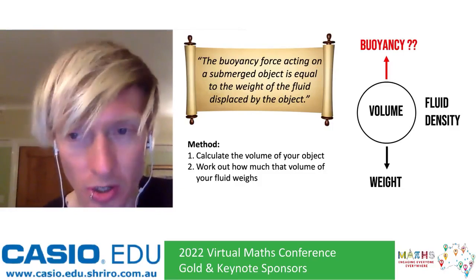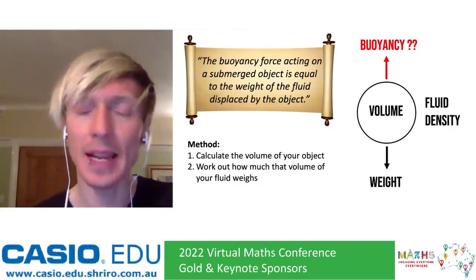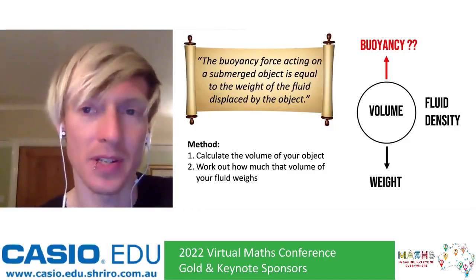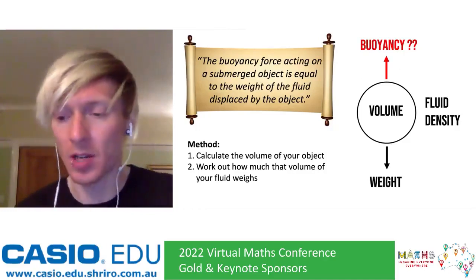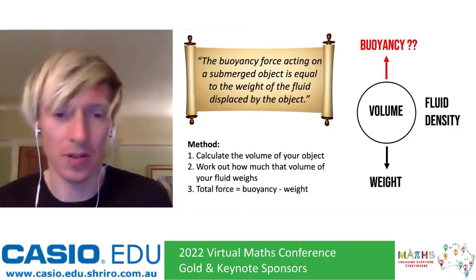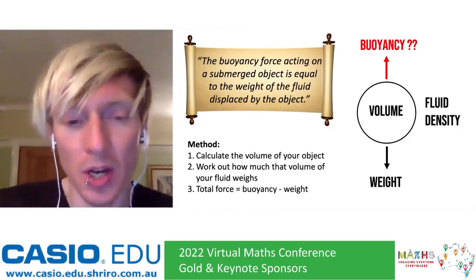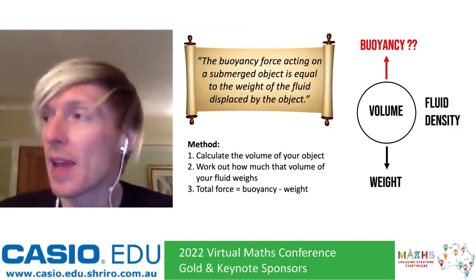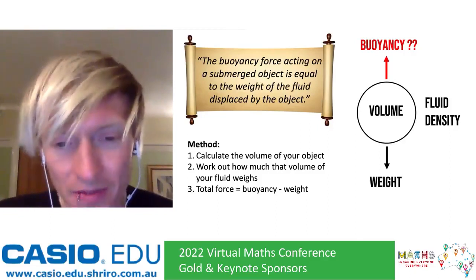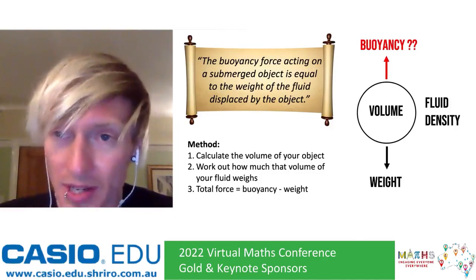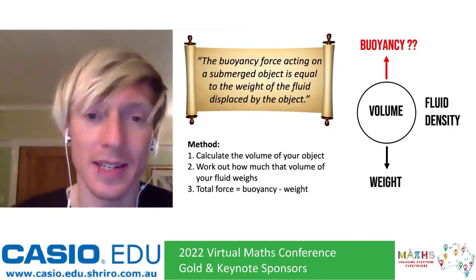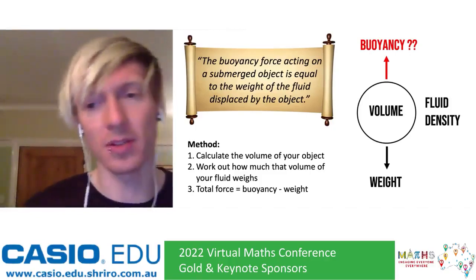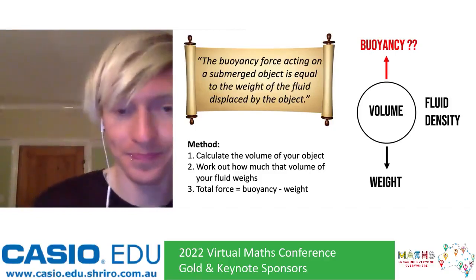So your total force, either upwards or downwards, is weight minus buoyancy, or buoyancy minus weight. So that's basically how you do it. Total force is buoyancy minus weight. If your total force is positive, then your object is going to float. If your total force is negative, that means the weight is larger than the buoyancy, and therefore it's going to sink. So how do we apply this to the Titanic and ping pong balls?